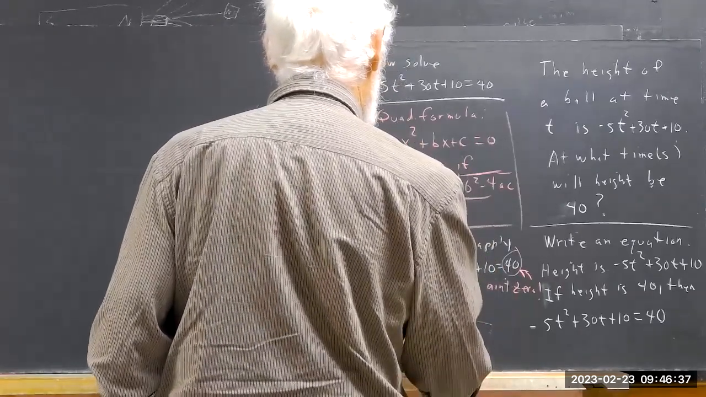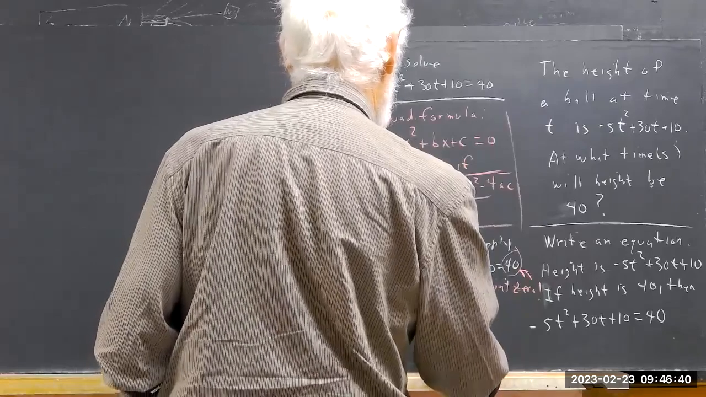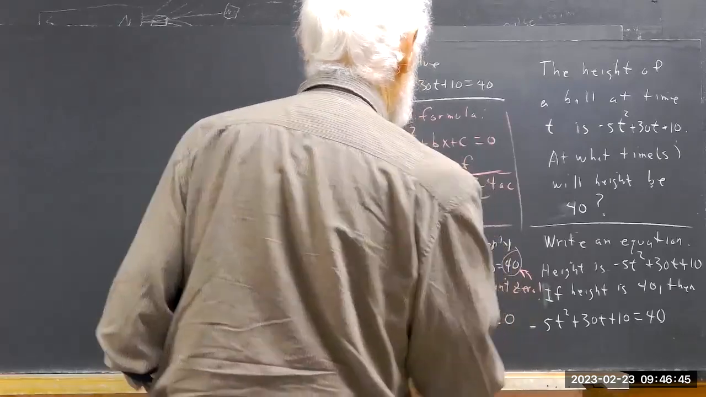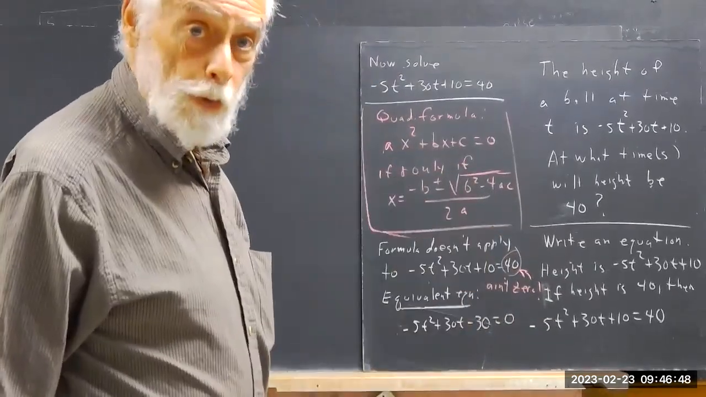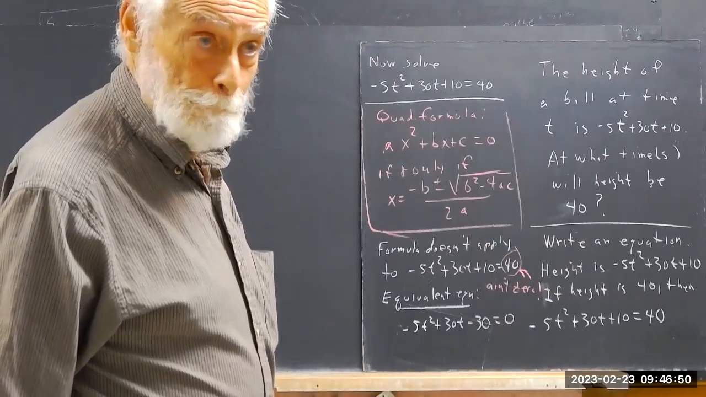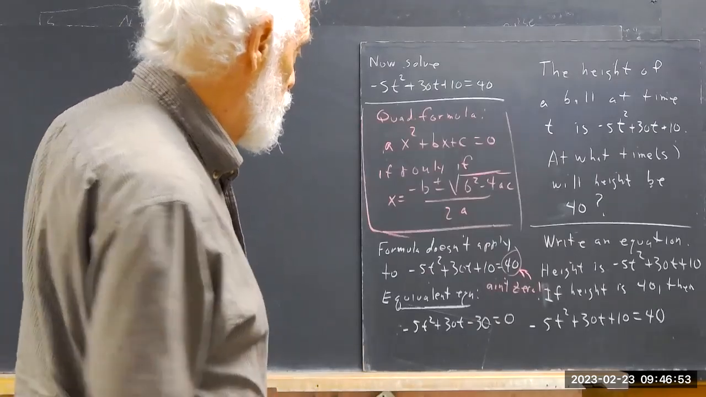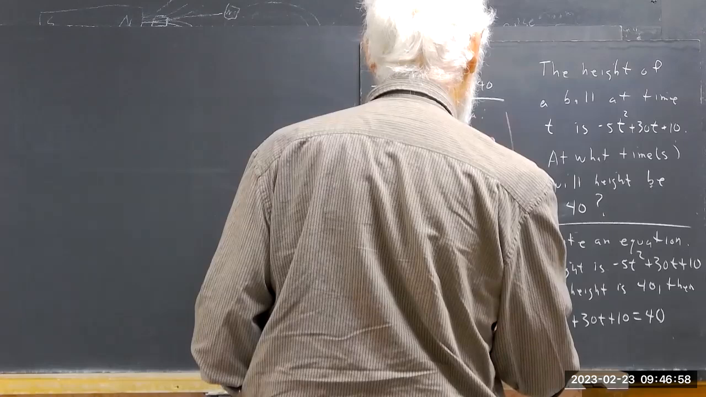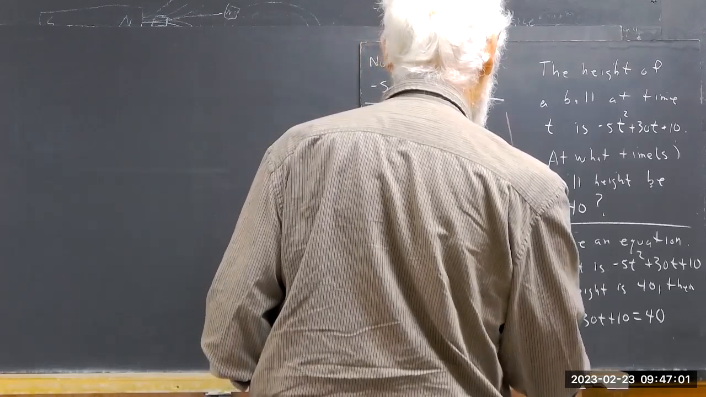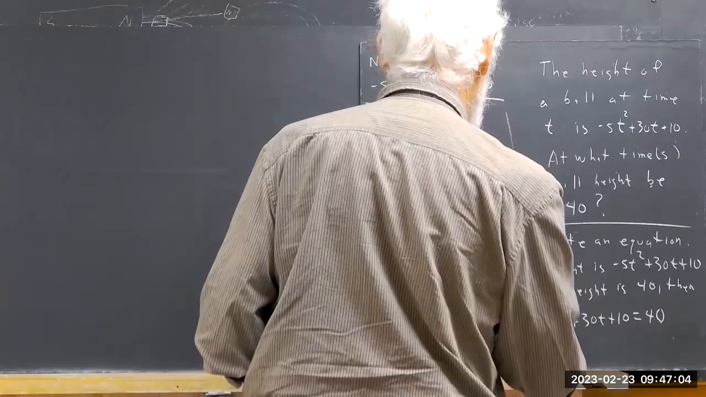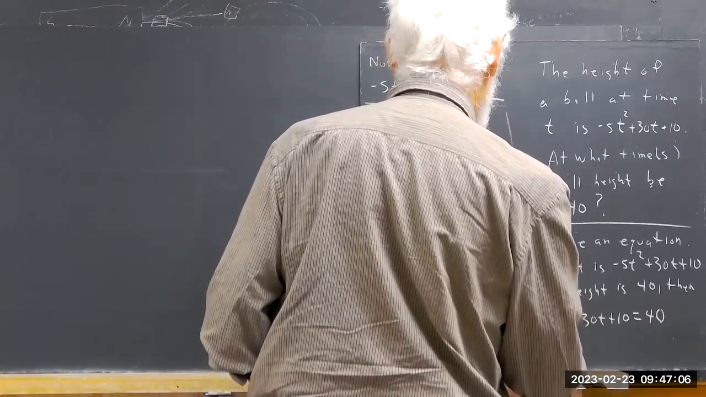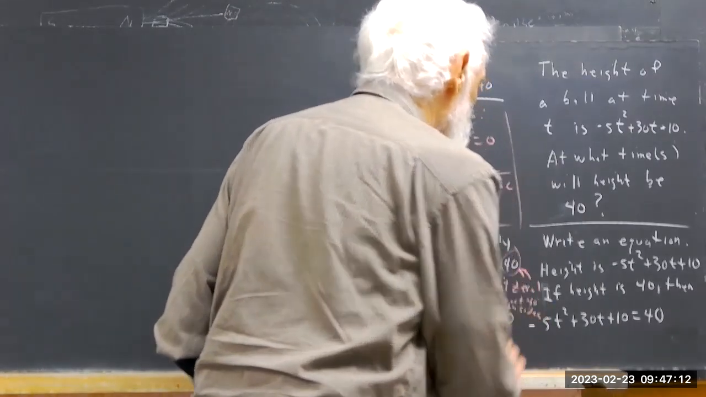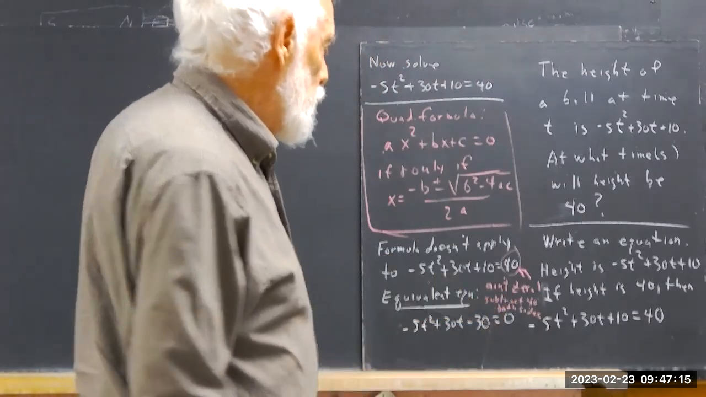The equivalent equation is negative 5t squared plus 30t minus 30 equals 0. And how did we get that? We subtracted 40 from both sides. I've got that written in tiny letters, which says subtract 40 from both sides and you get this.